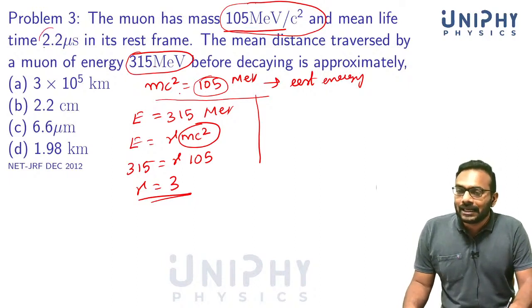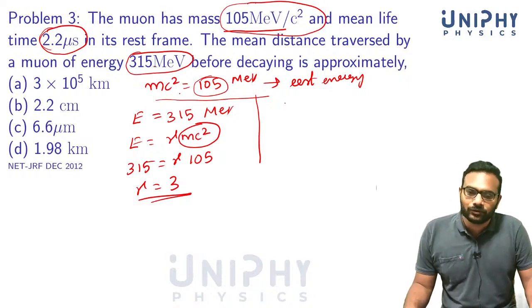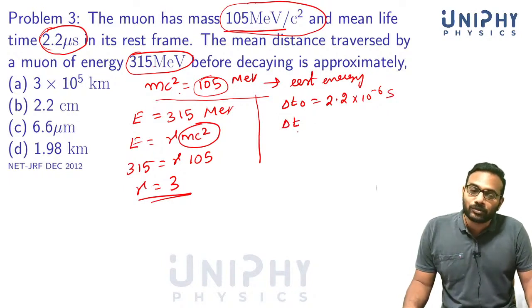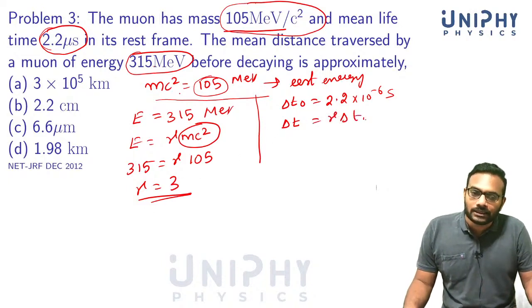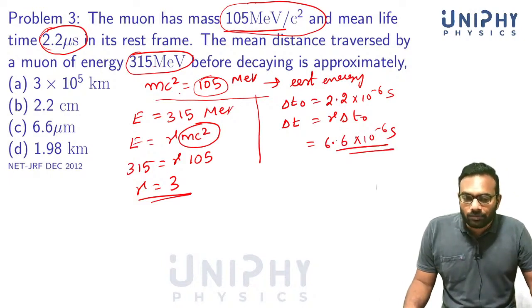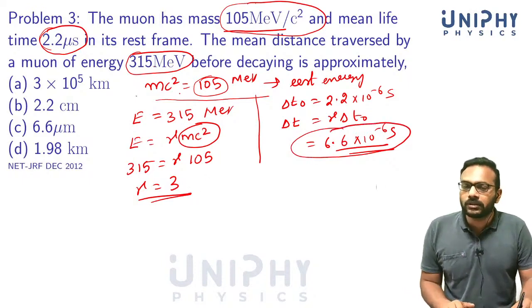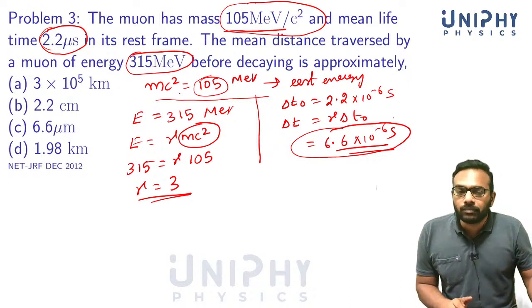It's given that delta T0, the proper lifetime in the rest frame of the muon, is 2.2 into 10 raised to minus 6 seconds. The lifetime as observed from a frame corresponding to gamma equal to 3 would be gamma delta T0. So it will be simply 6.6 into 10 raised to minus 6 seconds, right? But that's not all we need. We got the average lifetime of the muon as observed from the frame in which this muon has energy 315 MeV. All right, we did this.